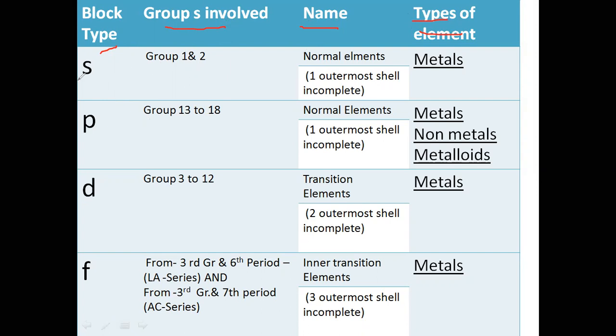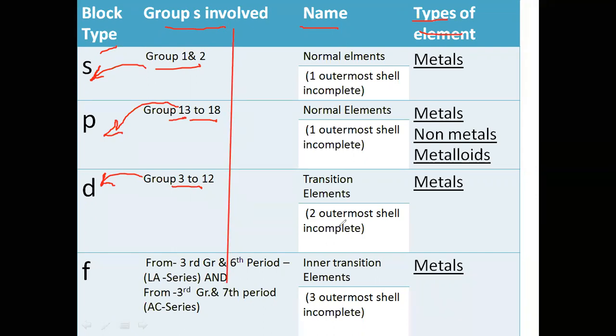Remember, group number 1 and group number 2 are called S block elements. Group number 13 to 18 are called P block elements, and in between, 3 to 12 are called D block elements. And at the bottom we have what? F block elements. So now we can also make one more table that will represent the position of the block.